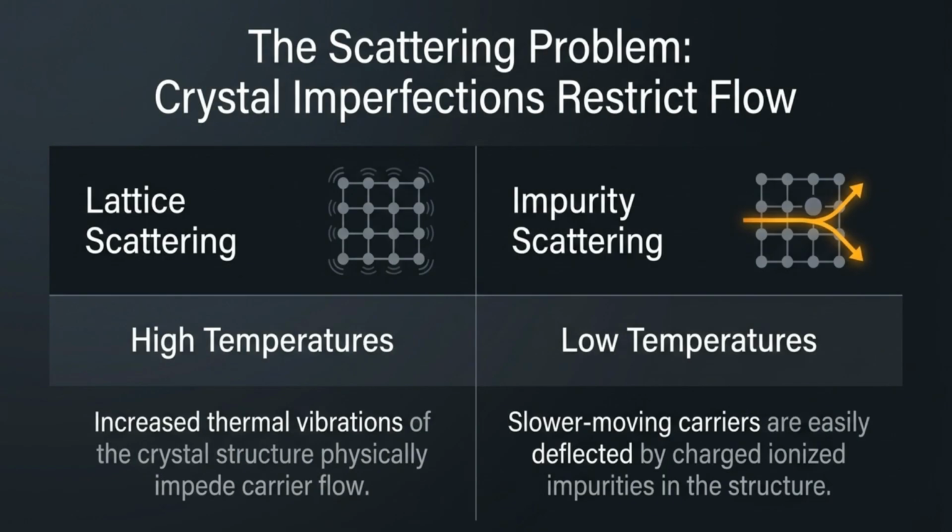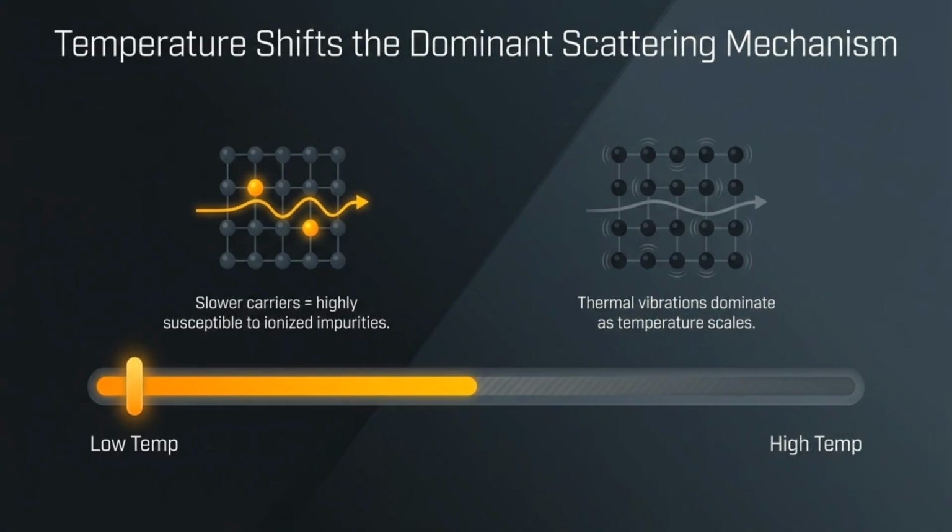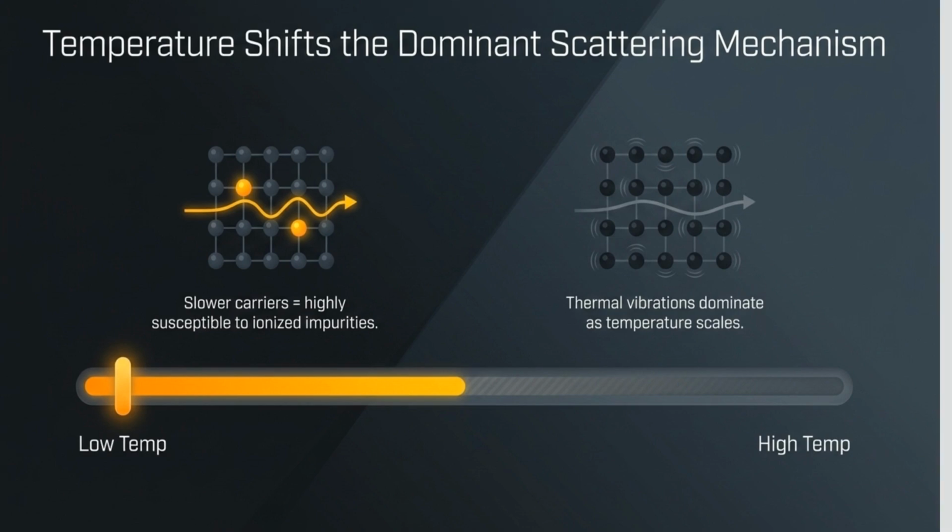Crystal imperfections cause scattering, which restricts flow. At high temperatures, lattice scattering dominates, while impurity scattering is prominent at low temperatures. Temperature shifts the dominant scattering mechanism. At low temperatures, slower carriers are susceptible to ionized impurities. At high temperatures, thermal vibrations dominate.